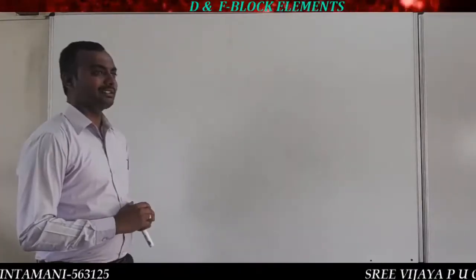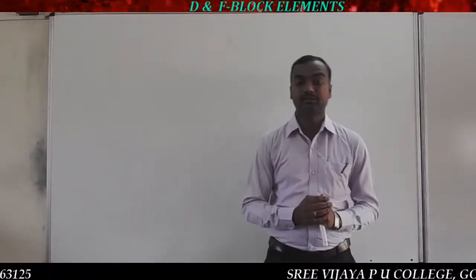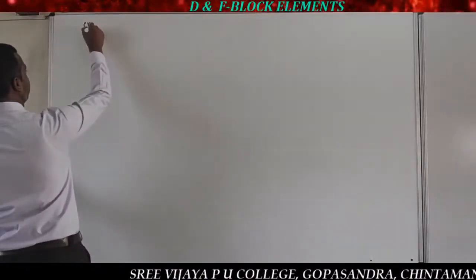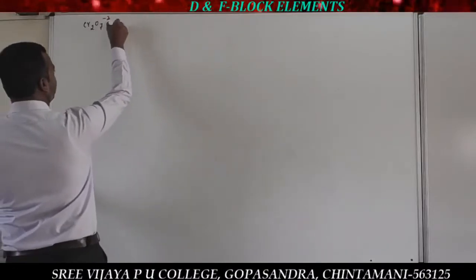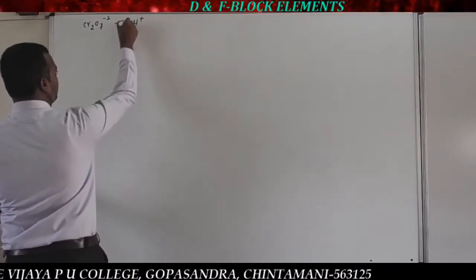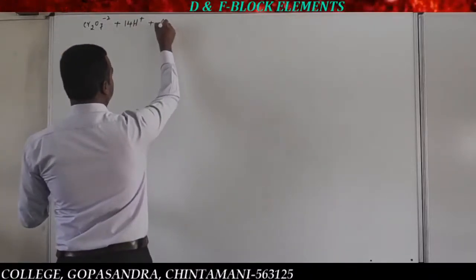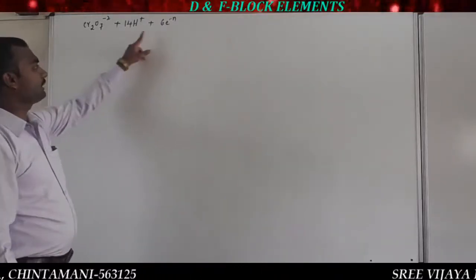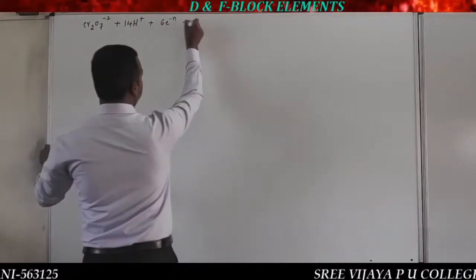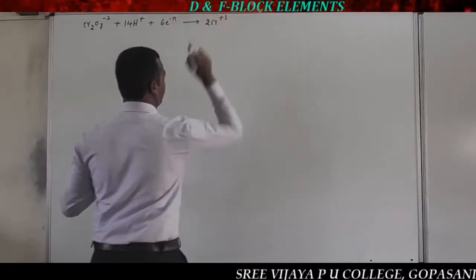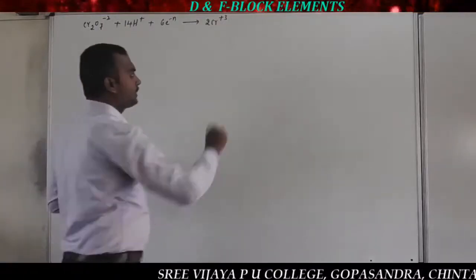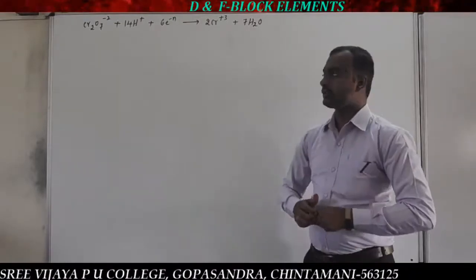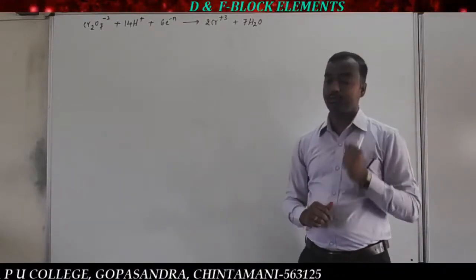We also discussed the general reaction for the oxidizing property of potassium dichromate. That is one of the important equations. Cr2O7 2- acts as the oxidizing agent in acidic medium: Cr2O7 2- plus 14H+ plus 6 electrons. Each chromium has oxidation state +6 and gains 3 electrons, so totally 6 electrons, giving 2Cr3+ as the reduction product, plus 7 moles of water. This is the general equation that shows the oxidizing property of potassium dichromate in acidic medium.